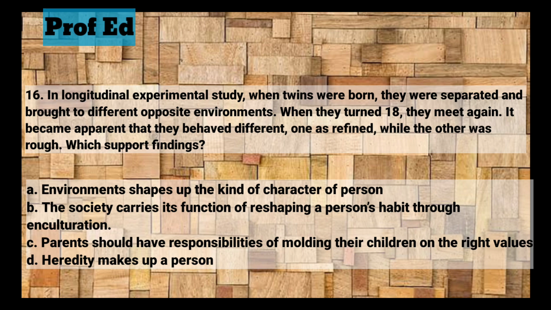Which supports the findings? A. Environment shapes up the kind of character of a person. B. The society carries its function of reshaping a person's habit through enculturation. C. Parents should have responsibilities of molding their children on the right values. D. Heredity makes up a person. The correct answer is letter A. Environment shapes up the kind of character of a person.